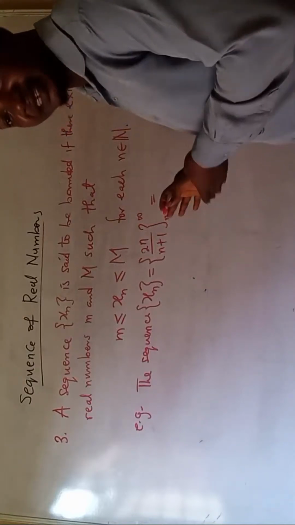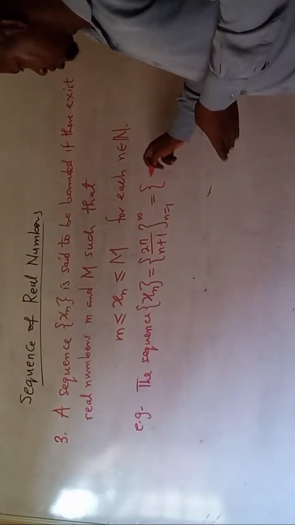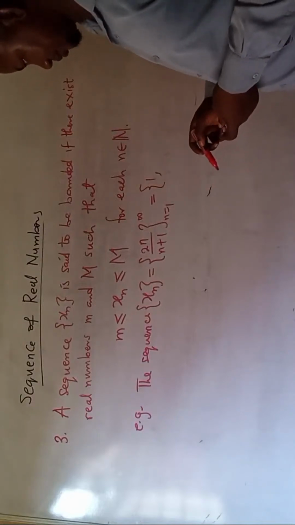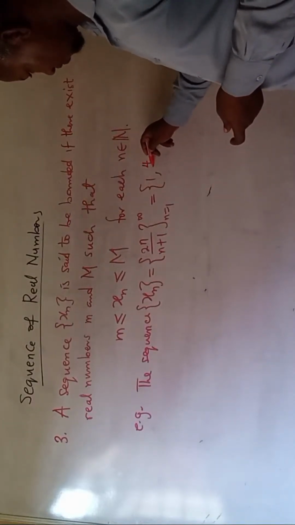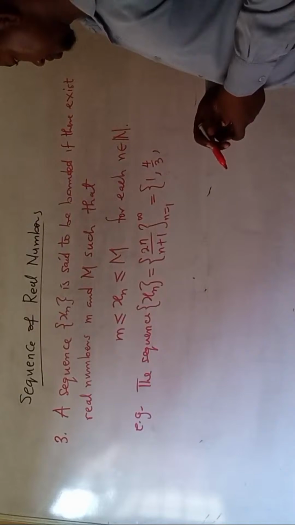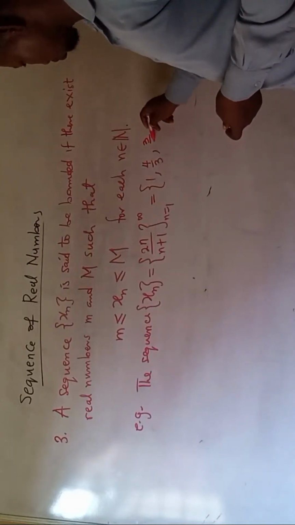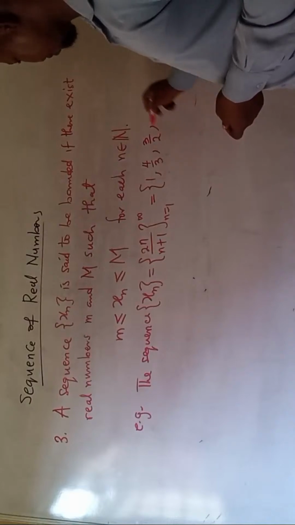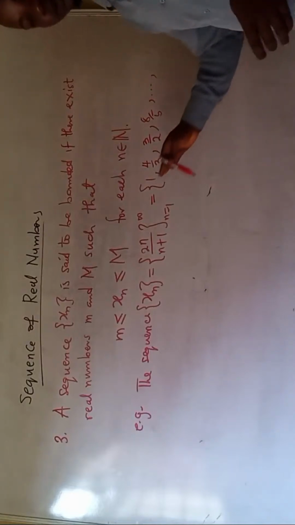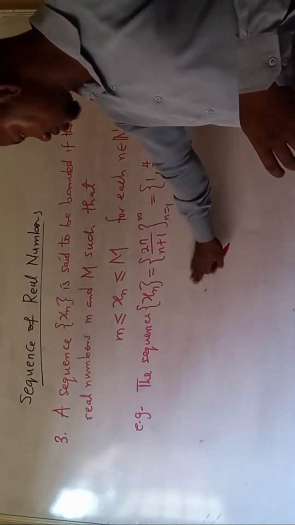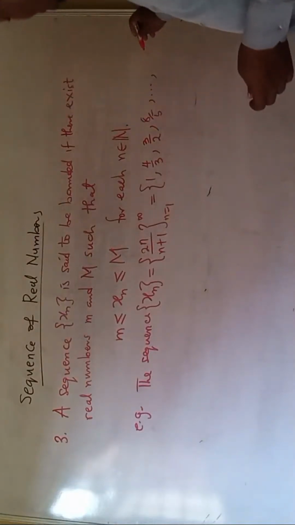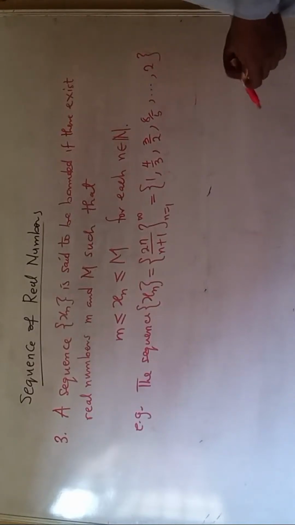Okay, let us list some of the items here. The first member is 1. The next member is 4 over 3. The next member is 3 over 2, that is 6 over 4. Then 8 over 5. And then this goes on. If you find the limit of this as n goes to infinity, you will find that it is 2.